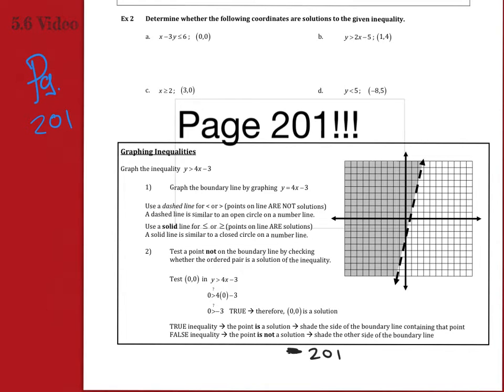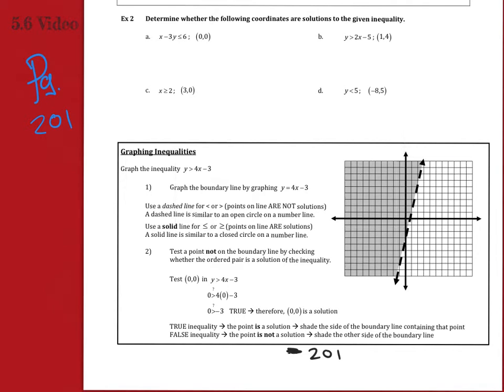So if you guys could pause and get to that page, and when you're there, you'll see towards the bottom kind of an example of what eventually we're going to get to. Okay, so in this box at the bottom of the page, it gives you an example. Y is greater than 4x minus 3.